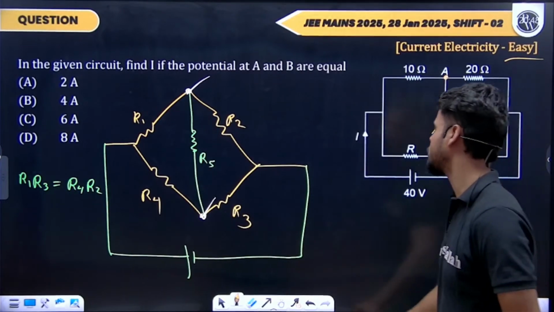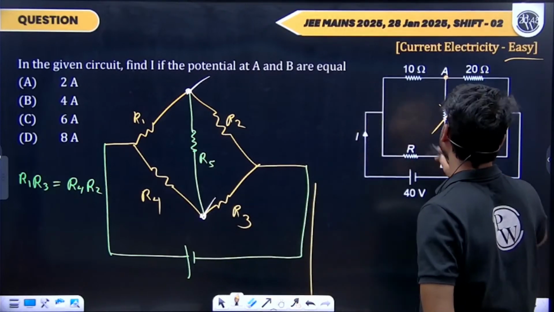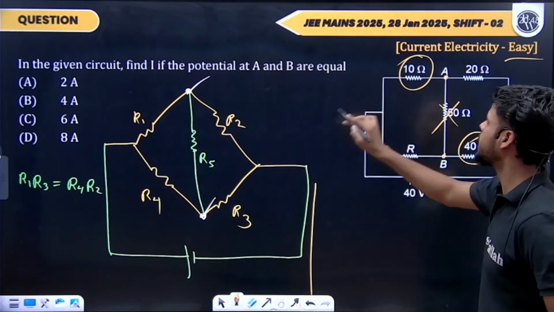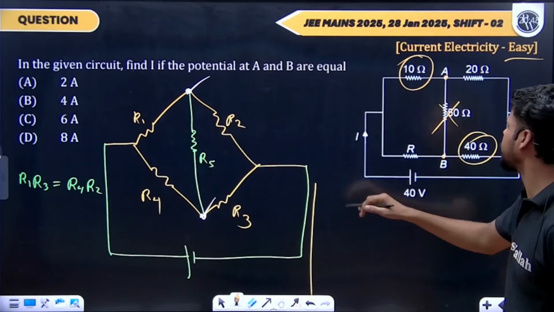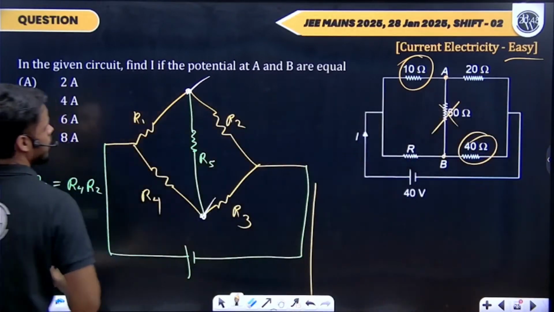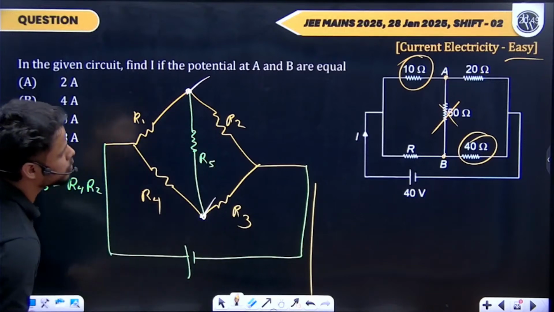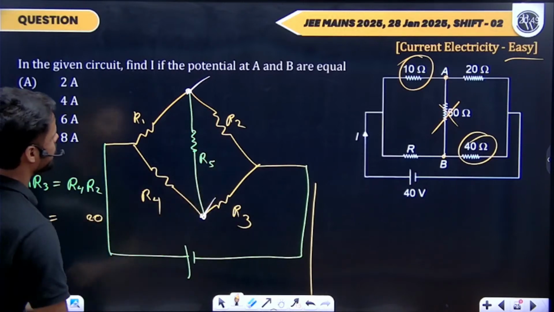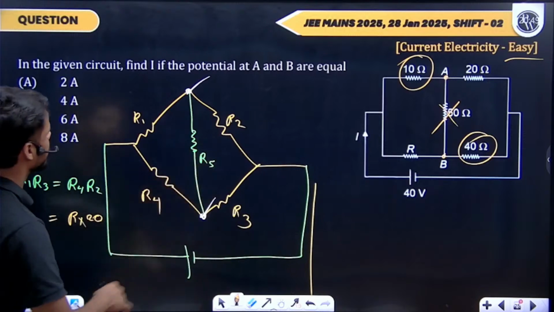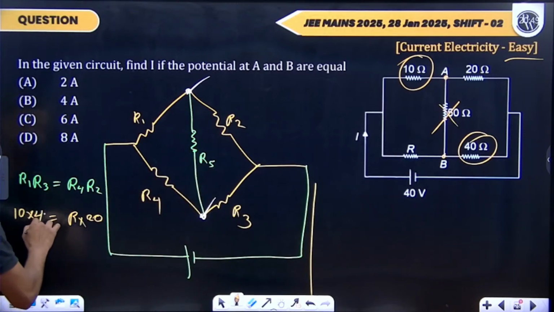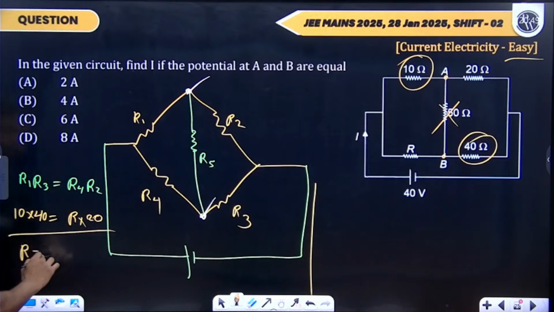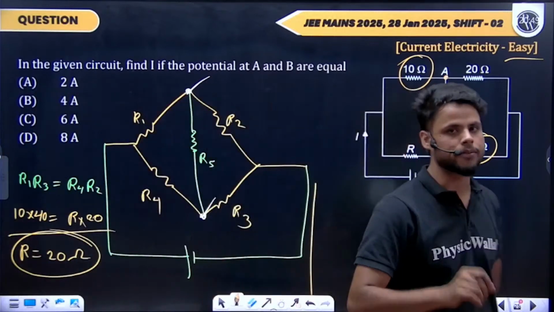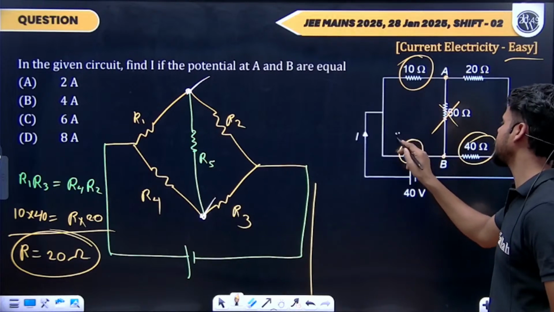If this is a balanced Wheatstone bridge, what can we do? From here we can see 40 multiplied by 10. On comparing, we get R1 equals 10, R2 equals 20, R4 equals R, and R3 equals 40. Now putting the values, R1 is 10, R2 is 20, R4 is R, and R3 is 40. On cross multiplying, we get R equals 20 ohm. So we get the value of our resistance to be 20 ohm.